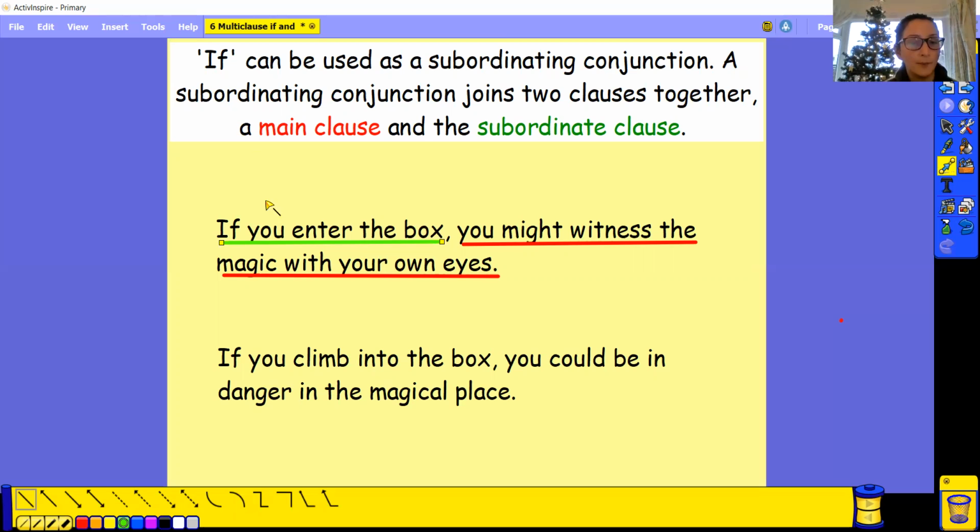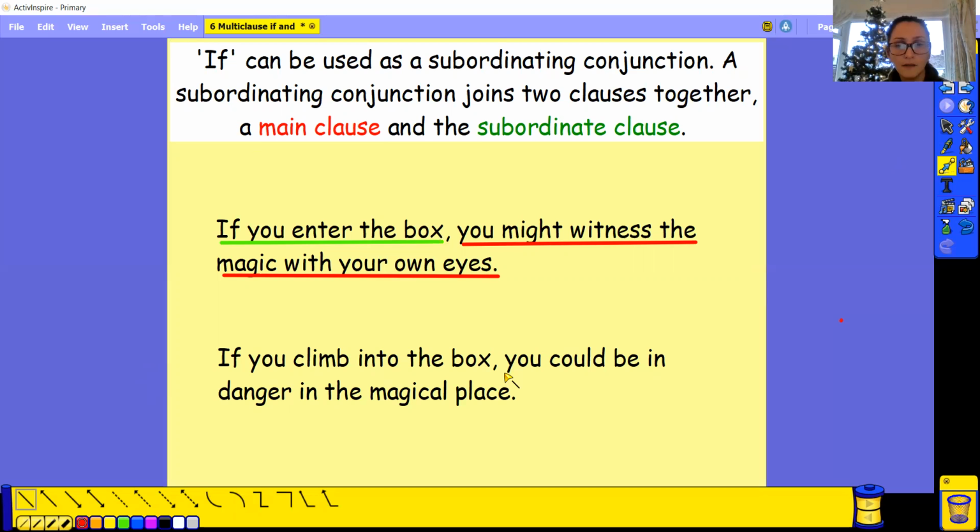So we're on to this next one. If you climb into the box, you could be in danger in the magical place. So if you climb into the box, you could be in danger in the magical place. So have a think about what the main clause is and what the subordinating clause is.